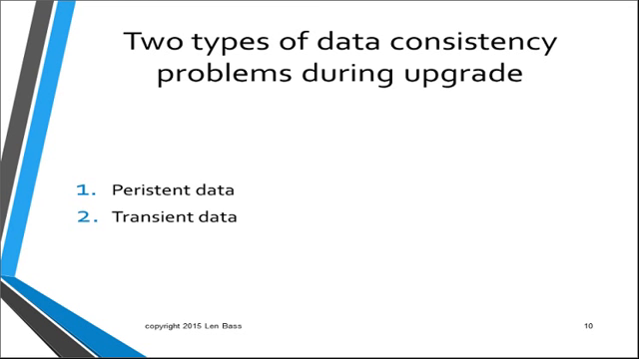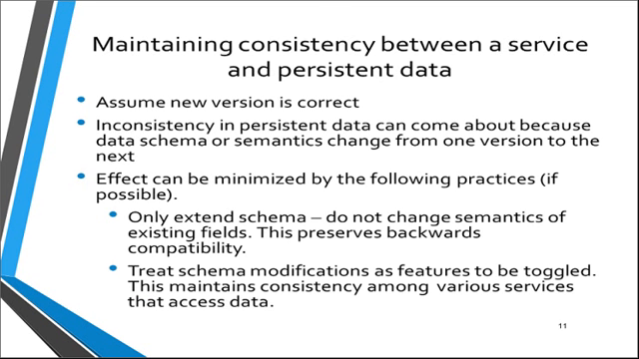Okay, what about data? You have two types of data consistency problems during an upgrade. One is with persistent data and the other is with transient data. The problem with maintaining consistency between a service and persistent data is when the data schema or semantics of the data change from one version to the next. You treat this as extending an interface. At some level, a database schema is an interface to the data. So you only extend the schema.